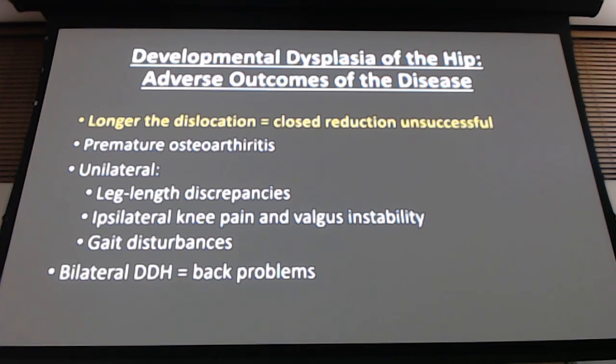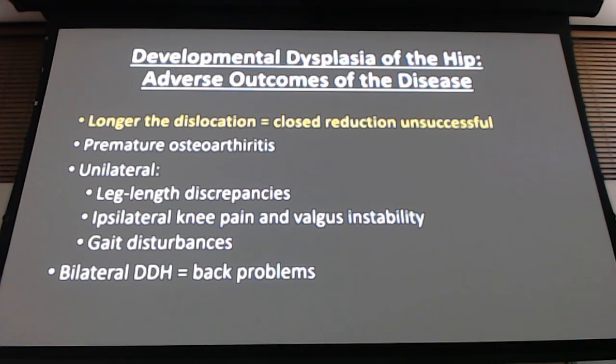All right, so for adverse outcomes of DDH, the longer it's out, the more difficult it's going to be to reduce. Remember I told you how things start to tighten up in that first 6 weeks? So if it's been out for a while, do you think it's going to stiffen up in the out position? Yes. So it's going to be more difficult to reduce. Okay? It can lead to premature osteoarthritis. Well, that makes sense. Can it lead to a dysplastic hip, therefore potentially FAI in the future? Absolutely, that's what FAI is, right?